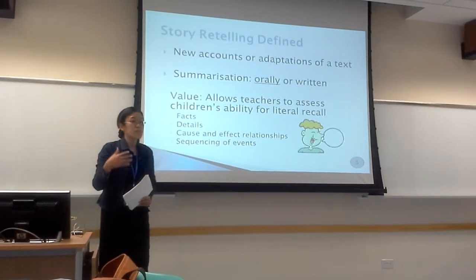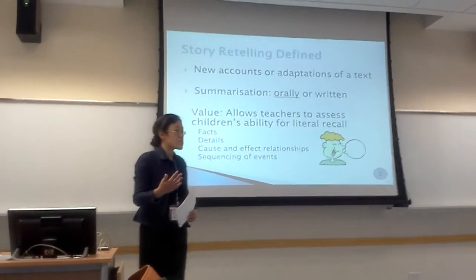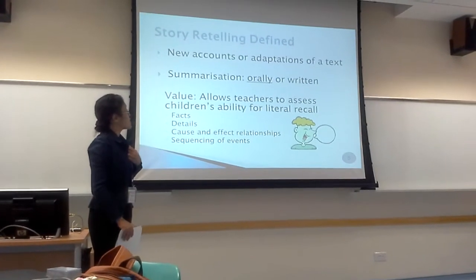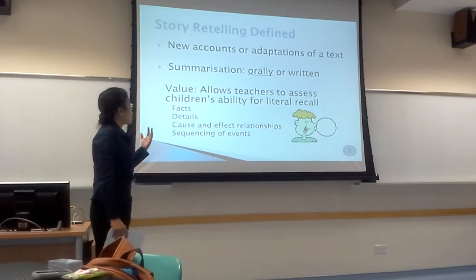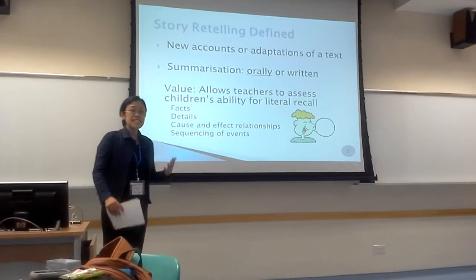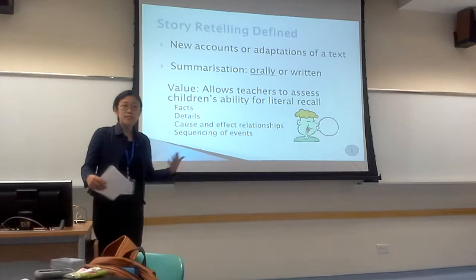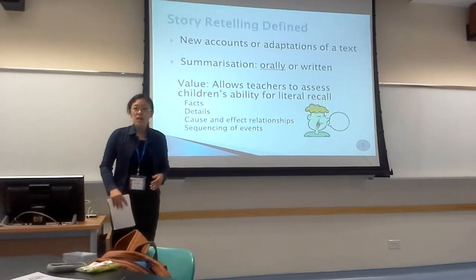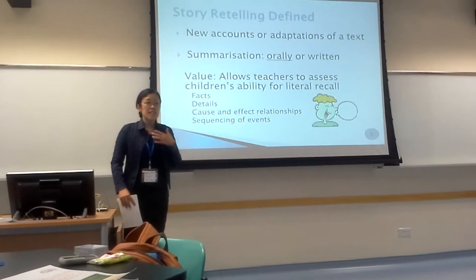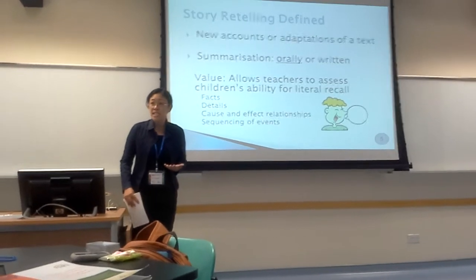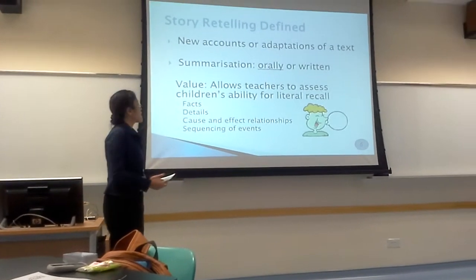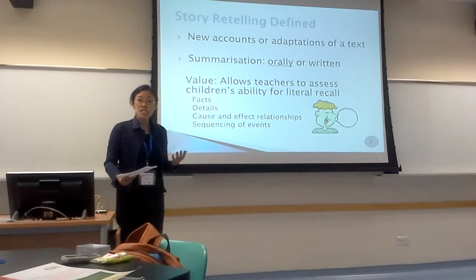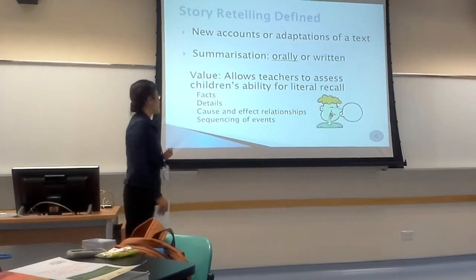I decided to check comprehension through children's ability to retell stories verbally. Storytelling is defined as new accounts or adaptation of a text which children summarize orally or in written form. In this case, since the children are only 6 years old, I asked them to retell their stories verbally. In order to retell, children need to first assimilate and internalize the text before they reconstruct it. In short, retelling reflects comprehension and understanding.